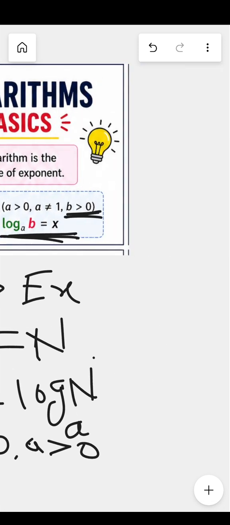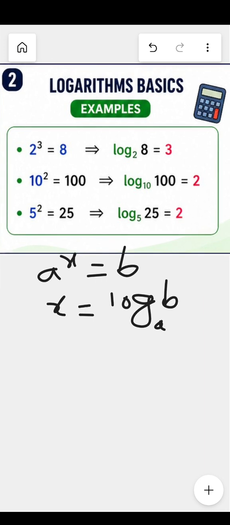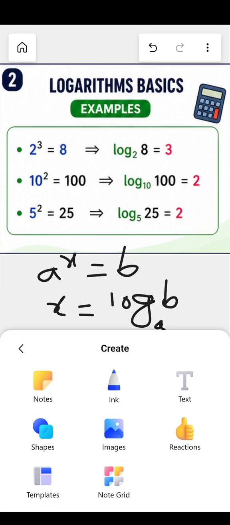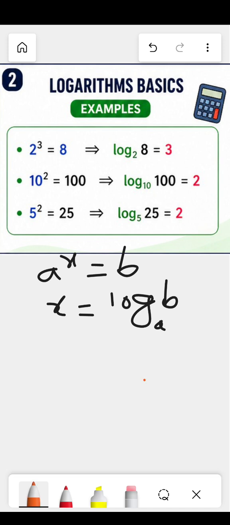Let's see some examples using the definition: how to convert exponent form to logarithmic form and logarithmic form to exponent form. See the definition first: a power x is equal to b. If a power x is equal to b, then x is equal to log b base a.